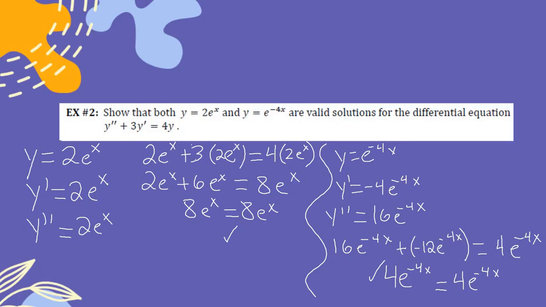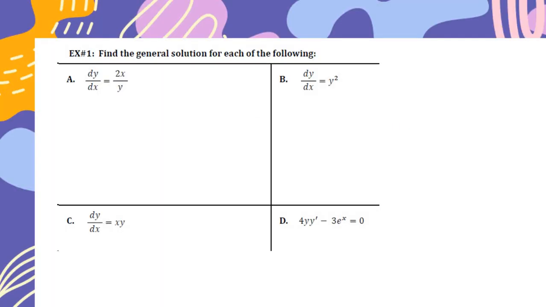Okay, what questions do we have on that? Right, let's look at some where we're actually solving. Find the general solution for each of the following. These ones are just kind of some straightforward ones. So on my first one, I have dy/dx equals 2x over y.